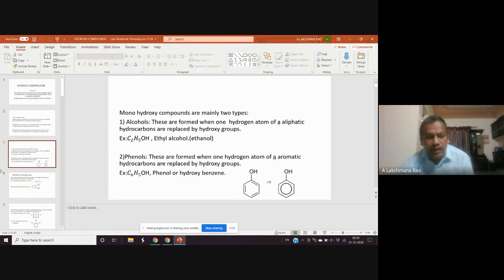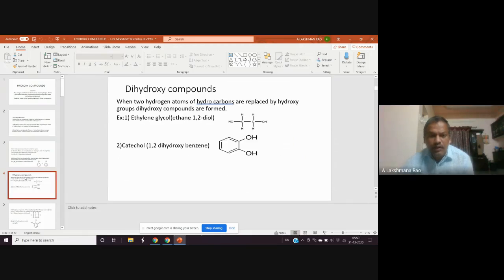Next one, dihydroxy compounds. In dihydroxy compounds, two hydrogen atoms of hydrocarbons are replaced by two hydroxy groups. Example for this is ethylene glycol. It is an aliphatic hydroxy compound. In olden days, this ethylene glycol was added to radiator water to prevent the formation of ice in cold countries.